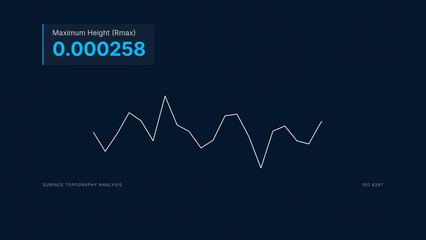The maximum height, or Rmax, shows 0.000258, indicating the maximum peak-to-valley height of the surface profile. These values help you predict surface quality before cutting and optimize your machining parameters.